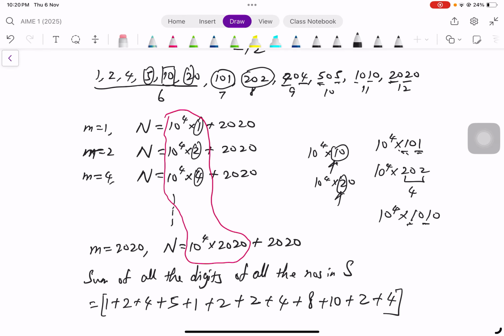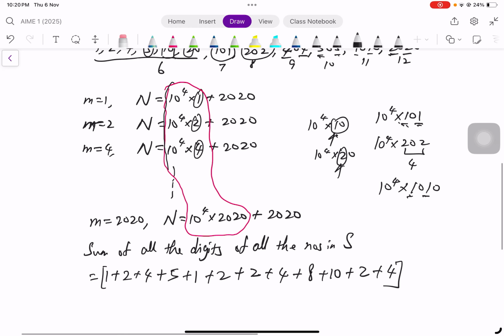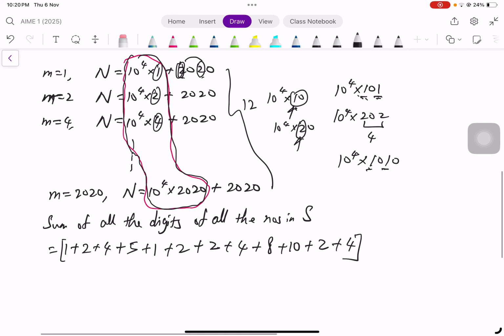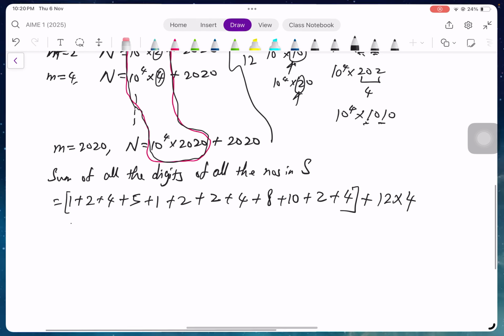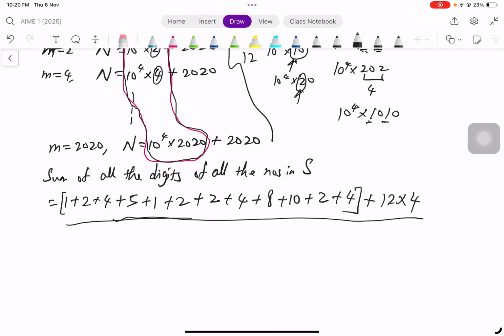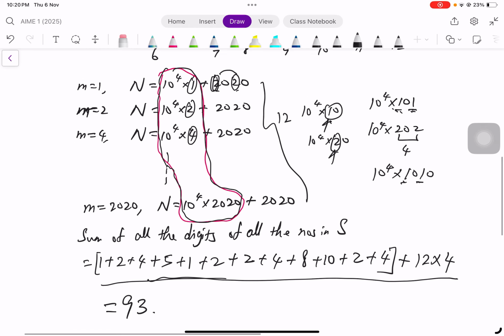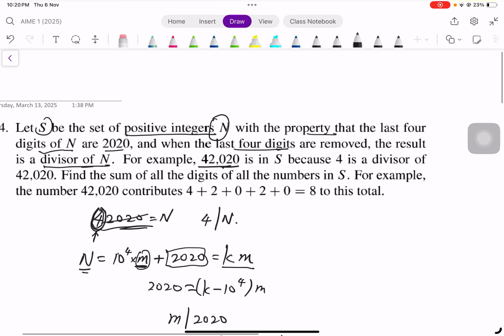Therefore, I count the digits of the front part here, and the trailing part 2020 always contributes 2 plus 2 plus 0 plus 0, which is 4. How many numbers are there? In total 12 numbers, so it is 12 times 4. And then the sum of all these turns out to be 93. That's it. I think it's an interesting question in a sense.